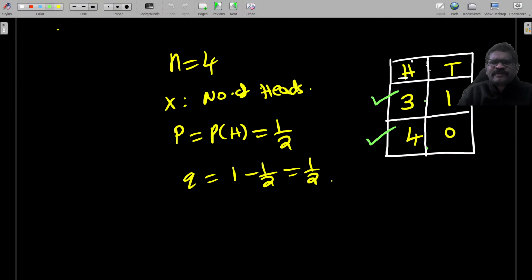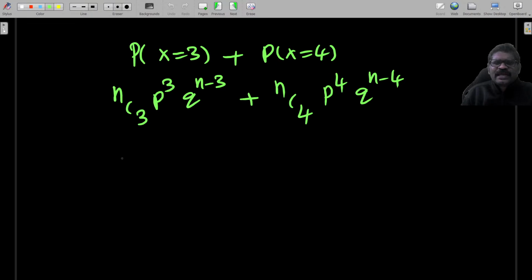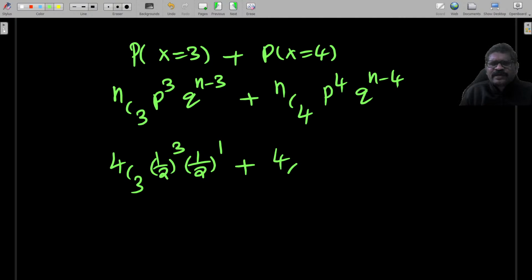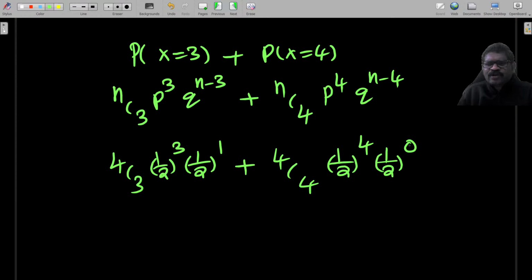Now substitute the values of n, p, q. N is 4. 4c3 (1/2)^3 (1/2)^1, 4c4 (1/2)^4 (1/2)^(4-4).